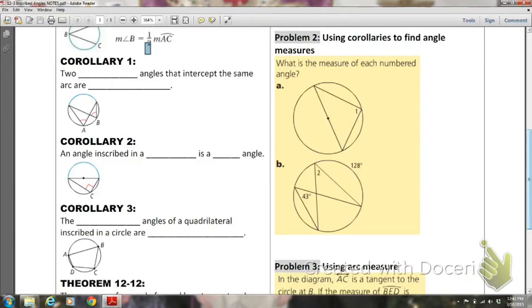Problem 2 asks what is the measure of each numbered angle. In part A, the numbered angle is 1, and here we have an angle that's inscribed in a semicircle. The intercepted arc is a semicircle, so that means the measure of angle 1 has to be 90 degrees. It has to be a right angle, because angle 1 is inscribed in a semicircle.